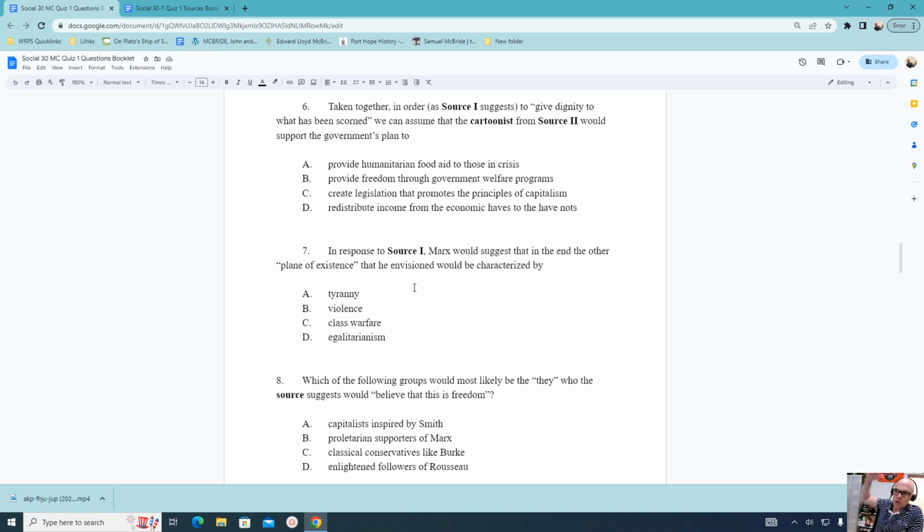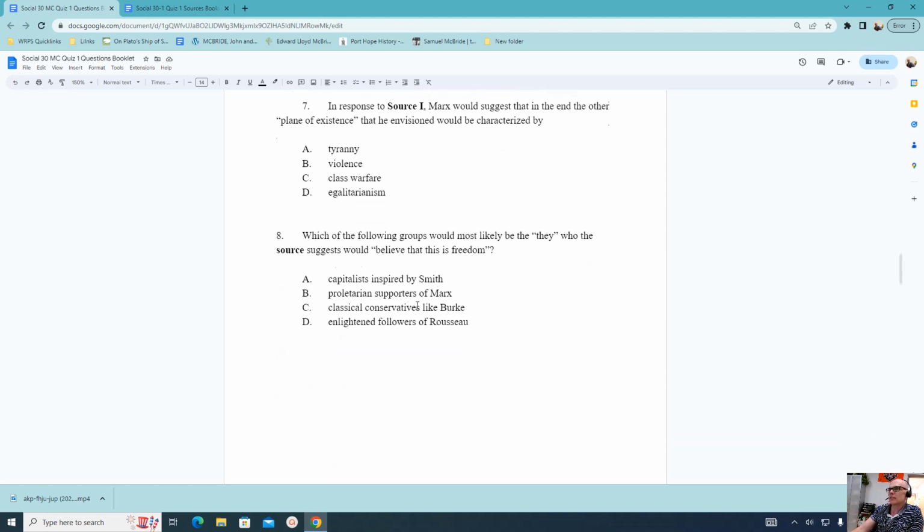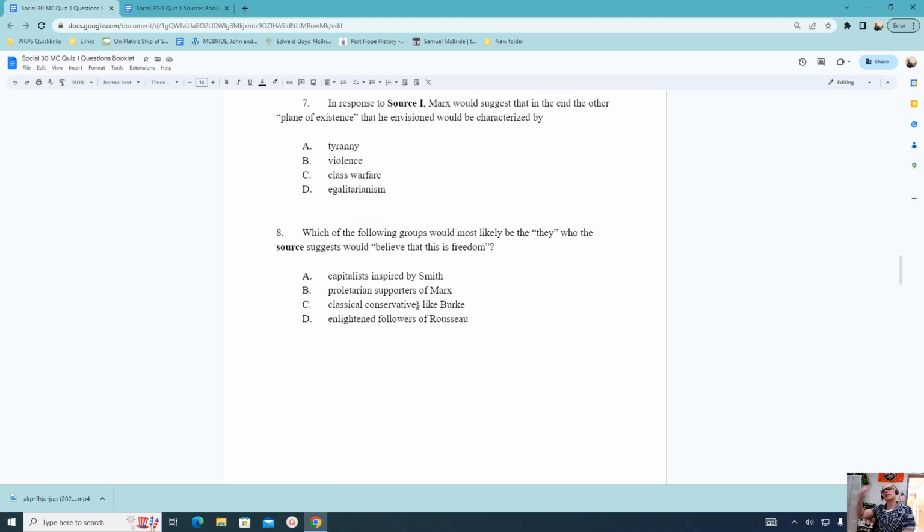In response to 1, Marx would suggest that in the end, the other plane of existence. So what's the goal of Marx? Is it tyranny? Is it violence? Is it class warfare? Warfare is meant to be the obstacle, the thing that we're trying to eliminate. Yes, violence is a means to end it, but egalitarianism is the goal. D is the answer.